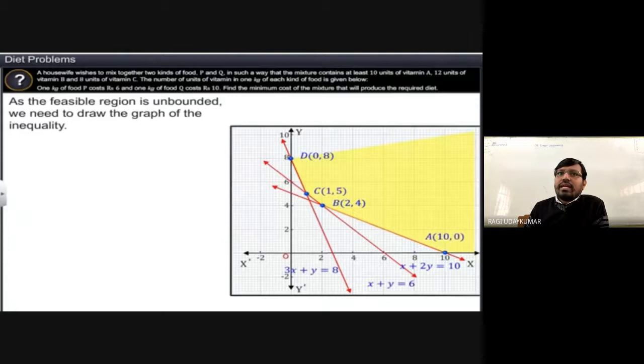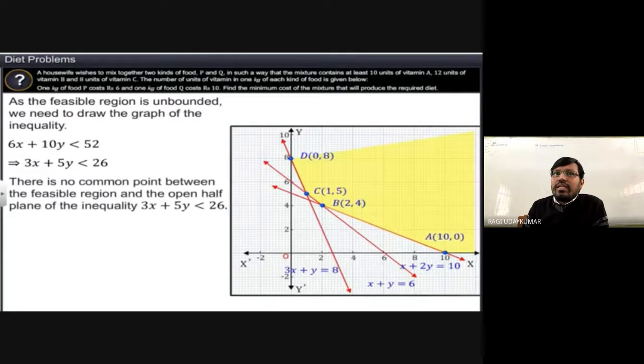We need to draw a graph of the inequality. At (2, 4), how much did we get? We got 52. 6x plus 10y less than 52. We need to draw this inequality because it is less than 52. So 3x plus 5y less than 26. So there is no common point between the feasible region and this half plane.